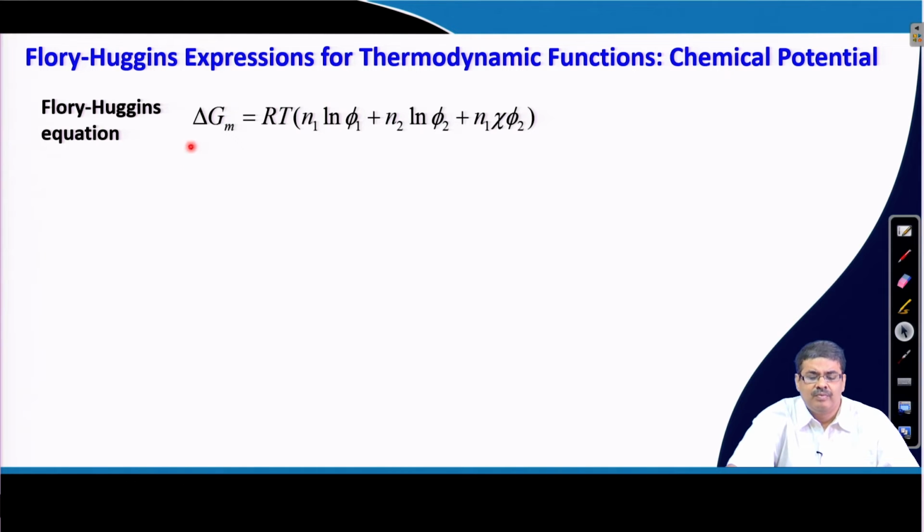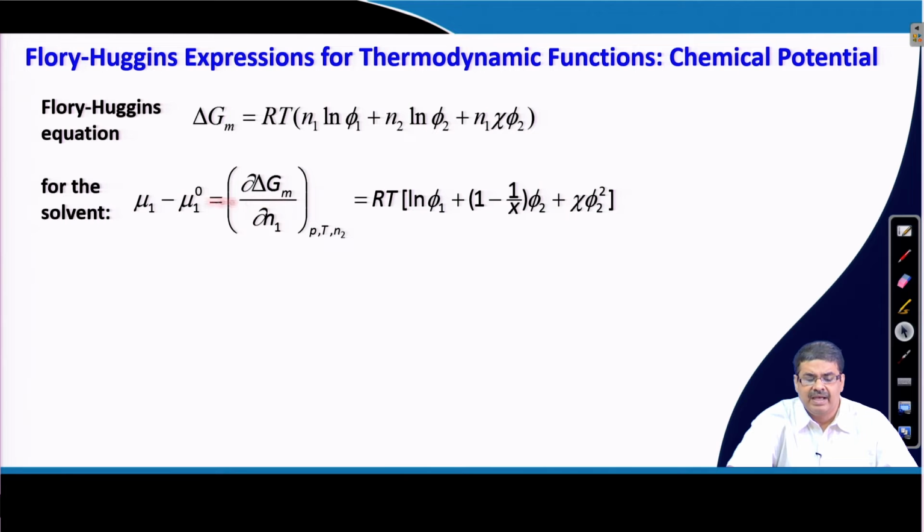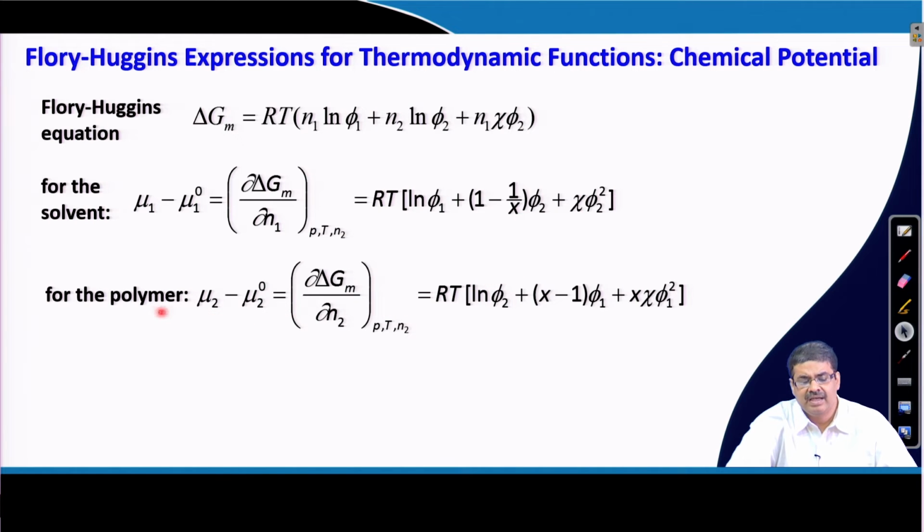Now, we go back to the Flory-Huggins equation, and for the solvent we have this quantity, the partial molar Gibbs free energy change with respect to solvent. If we differentiate with respect to N1, we get this expression, and for the polymer we differentiate with N2, which is the number of moles of polymer molecules, and we get this expression.